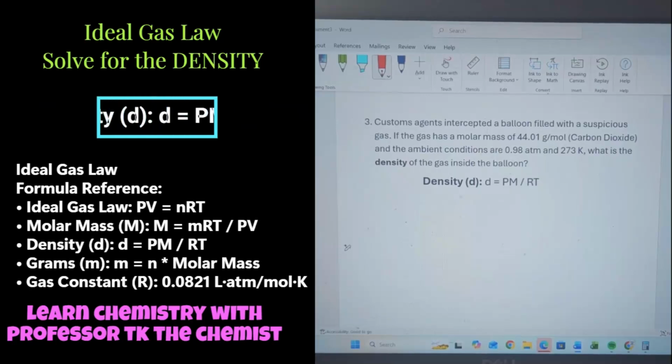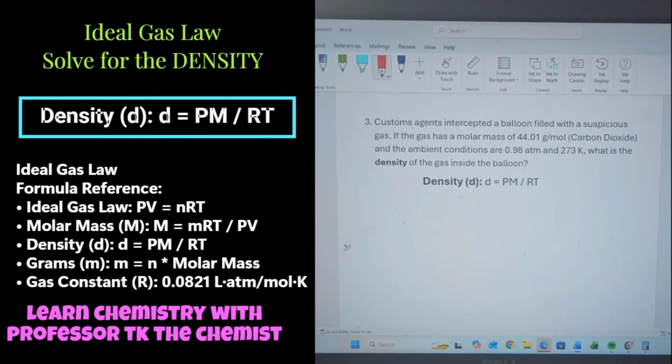Customs agents intercepted a balloon filled with a suspicious gas. If the gas has a molar mass of 44.01 grams per mole, which is the molar mass for carbon dioxide, and the ambient conditions are 0.98 atm and 273 Kelvin, what is the density of the gas inside the balloon?